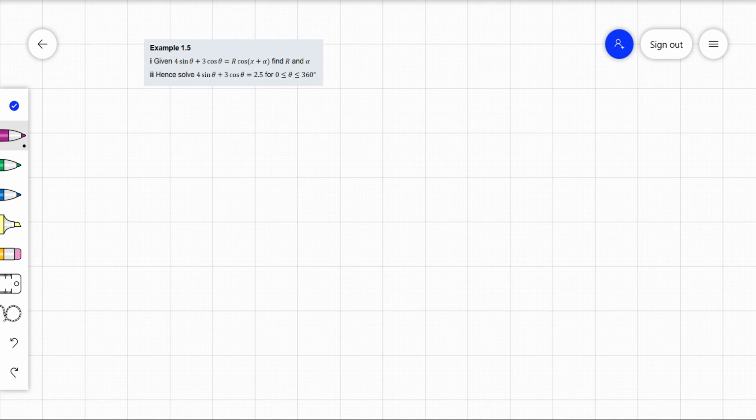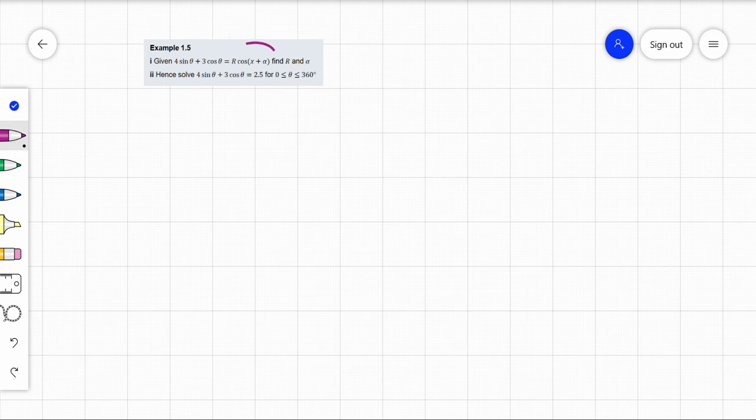Alright, so this one is 4 sine theta plus 3 cos theta. Usually we would use an expansion of a compound angle of sine, so sine of theta plus alpha. But in this case they've told us to use cos. You can actually use any, it's just easier to line it up nicely. But that's okay, they've told us to use cos, so here we go.